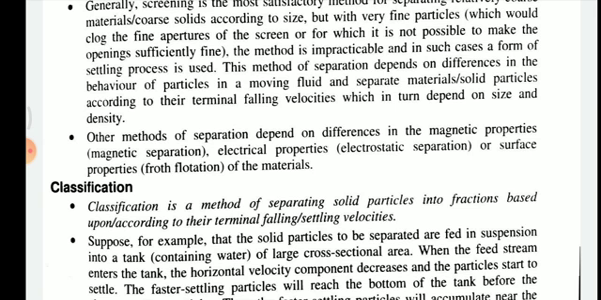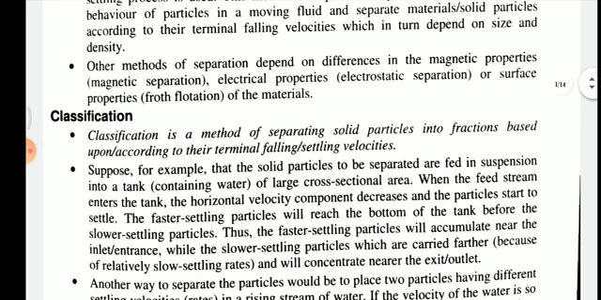So these are the new methods and new techniques for separating particles where the particle size is very small compared to size-reduction material. There are a number of methods available in this technique: magnetic separation, electric or electrostatic separation, and then surface property. Basically it is the fourth, flotation of the material.